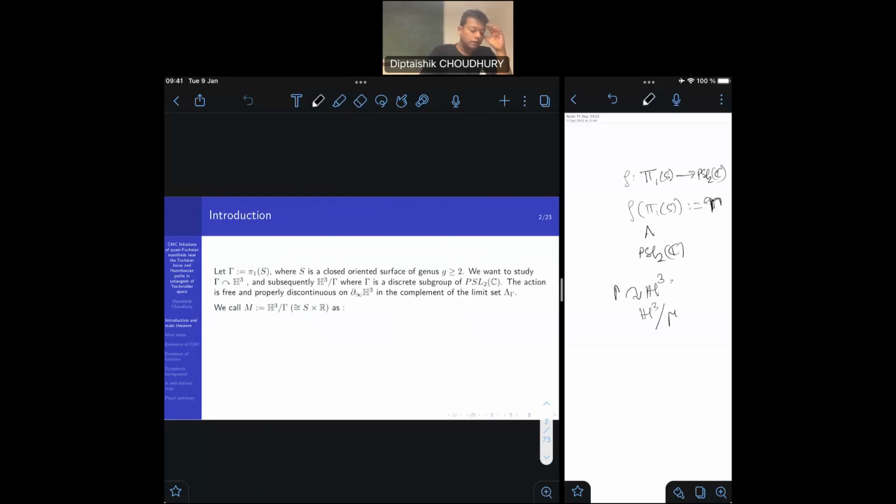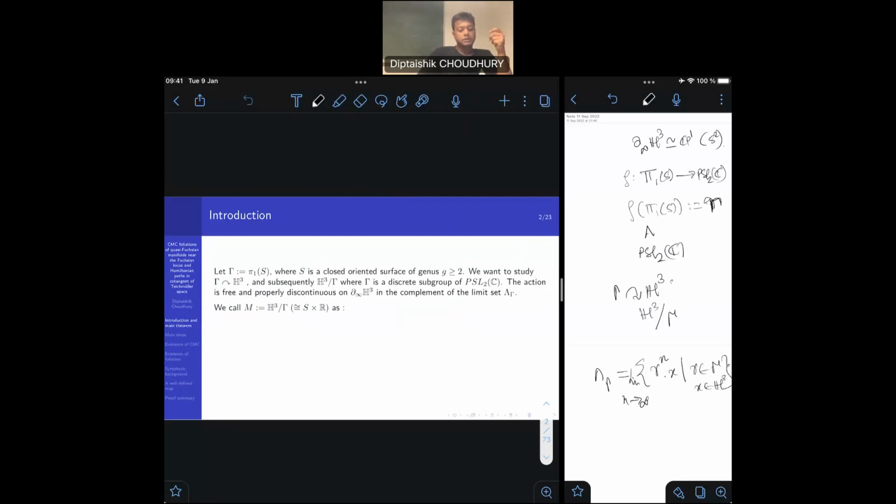However, if you take the boundary at infinity of H3, which is identified with the complex projective space CP1, which is essentially the sphere, then the action of gamma is properly discontinuous and free in the complement of the limit set, where the limit set is the set of accumulation points of orbits of gamma under the action. So it means that basically I'm taking the limit as n goes to infinity of gamma n applied to x, where gamma is an element of this gamma and x is a point in H3.